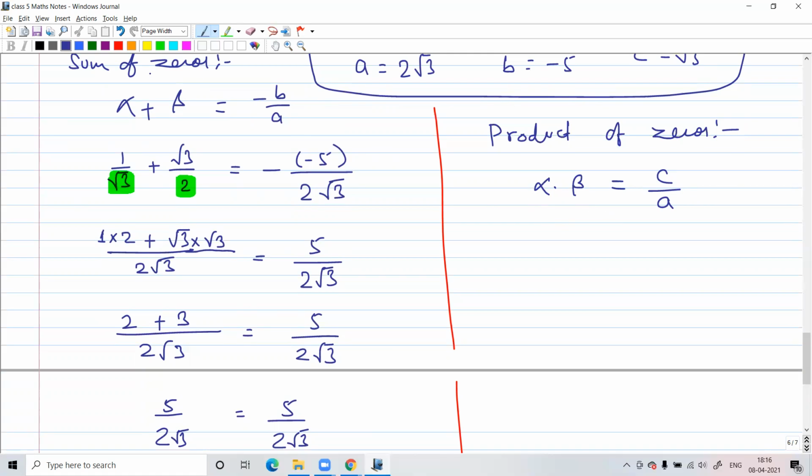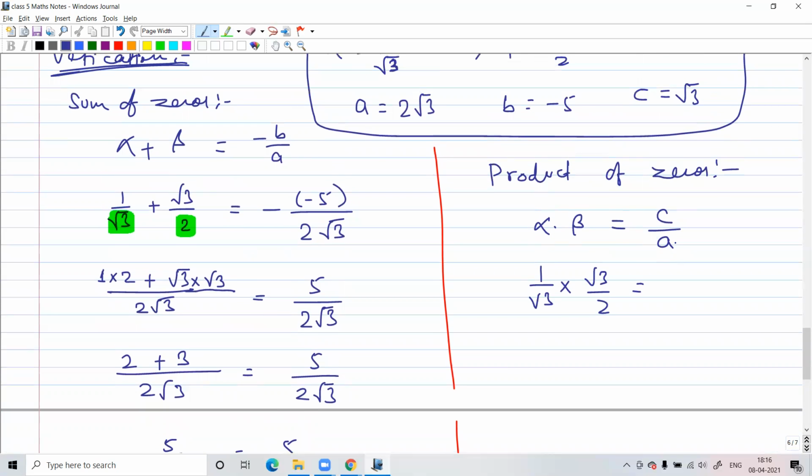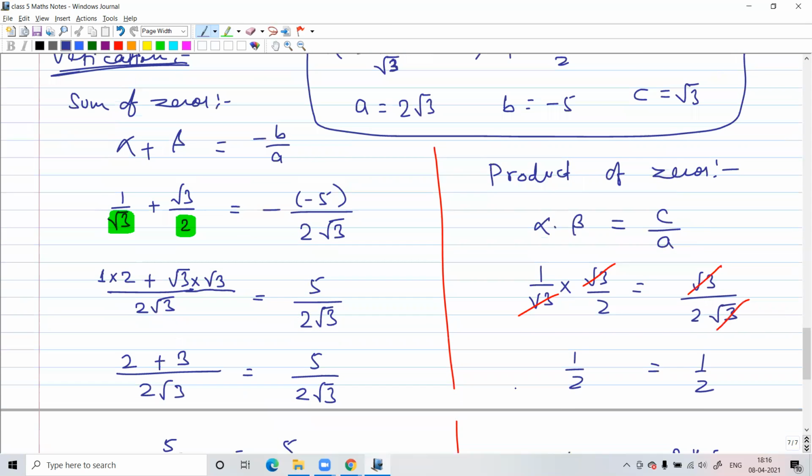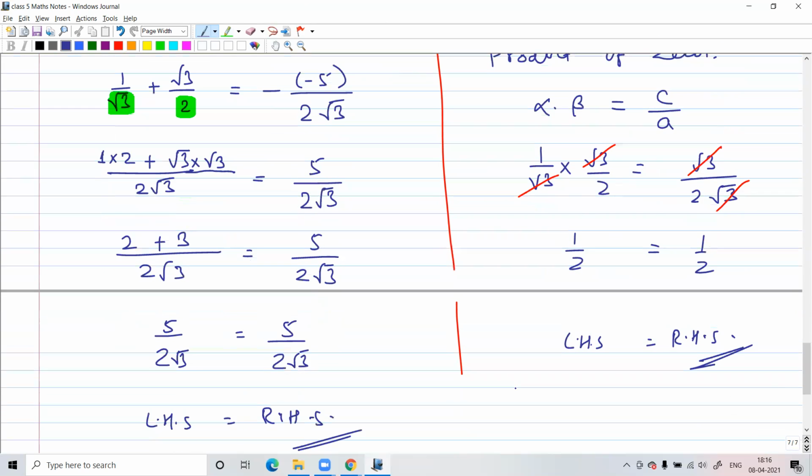So let's do that calculation again. Alpha is 1 by root 3. Beta is root 3 by 2. What was C? Root 3. Okay. Root 3 by 2 root 3. So let's do the cancellation. What all things are getting cancelled? This root 3 and this root 3 are getting cancelled. Here also this root 3 and this root 3 are getting cancelled. So finally, what is remaining? Only 1 by 2. Here also 1 by 2. LHS is equal to RHS. Sum of zeros also verified. Product of zeros is also verified.